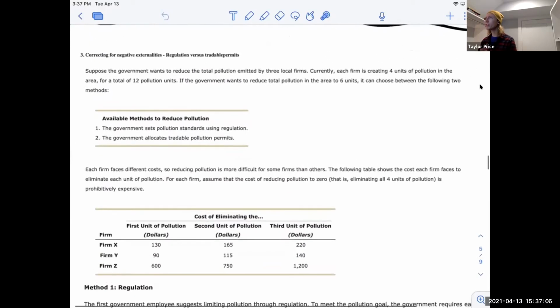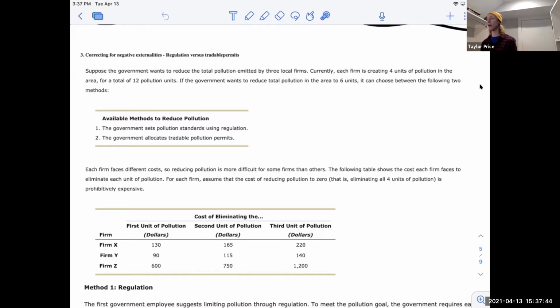Okay. The next question was from chapter 11 post-lecture quiz, number 3. This is an important question to understand, because there will definitely be a question similar to it on the midterm. Basically, you have two different types of pollution reduction. The first is the government sets the pollution standard, which is the command and control method that we talked about. The second method is the government just allocates pollution permits.